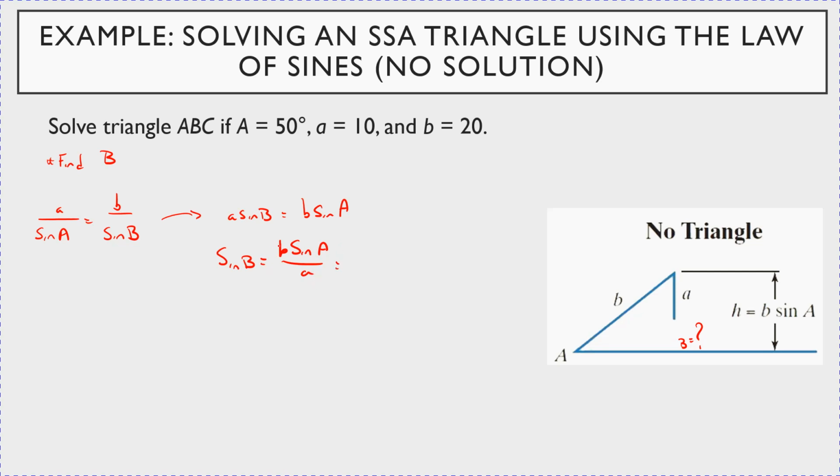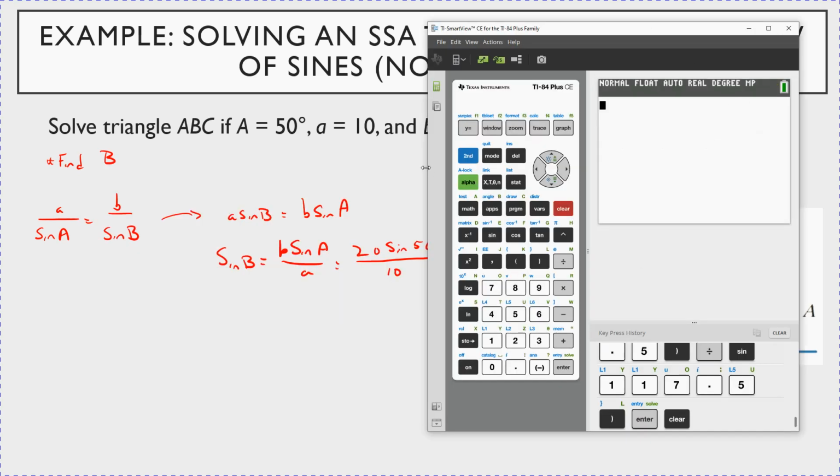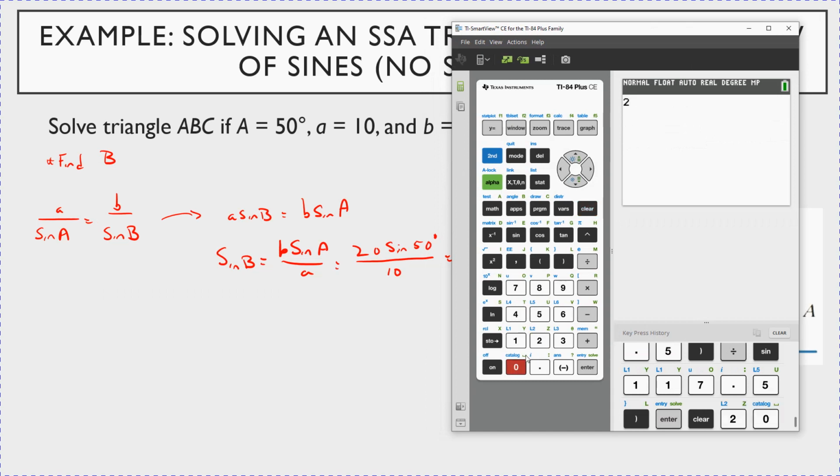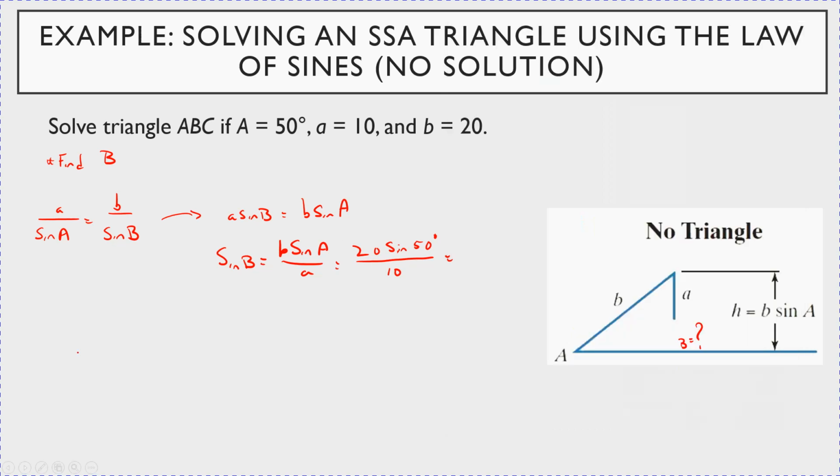Now watch what happens. I get 20 times sine of 50 degrees all over a, which is 10. You might say, okay, whatever, I'm solving. So 20 times sine of 50 divided by 10. Hopefully, you recognize that this is an issue here. I've got 1.53. So sine of B is equal to 1.53.